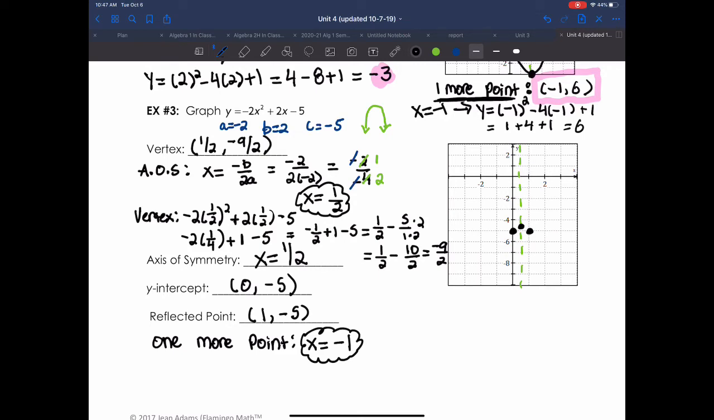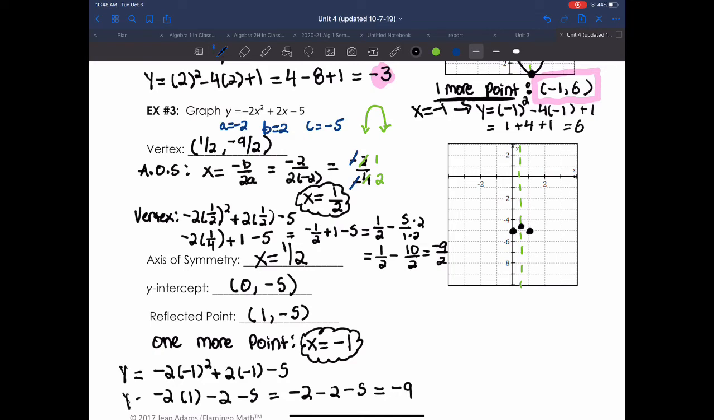So if I plug in negative 1, I have negative 2 times negative 1 squared plus 2 times negative 1 minus 5. So negative 2 times negative 1 squared, that's going to be negative 2 times 1 minus 2 minus 5. That is equal to negative 2 times 1 is negative 2 minus 2 minus 5. Negative 2 minus 2 is negative 4. Negative 4 minus 5 is negative 9. So I know that if I plug x in, negative 1, and I get out a negative 9, I have a coordinate at negative 1, comma, negative 9.